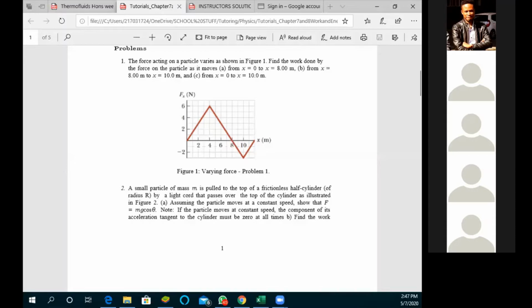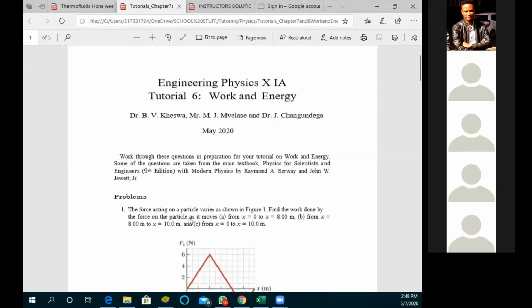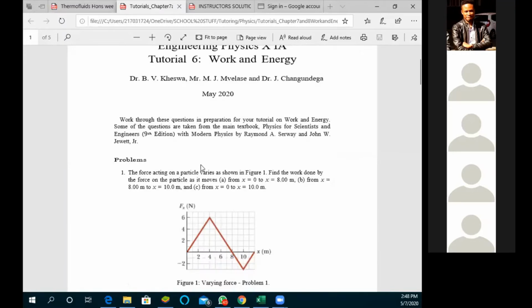Okay, so I'm going to unmute you, Galaxy A30s. Okay, thank you. Okay, so we can start the session. Can you see the document that's on the sharing board? Yes. Yes, engineering one.